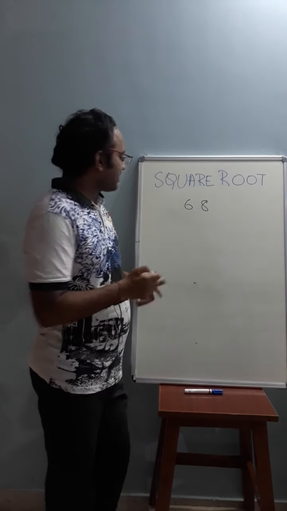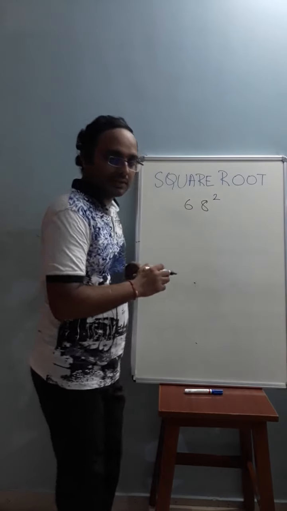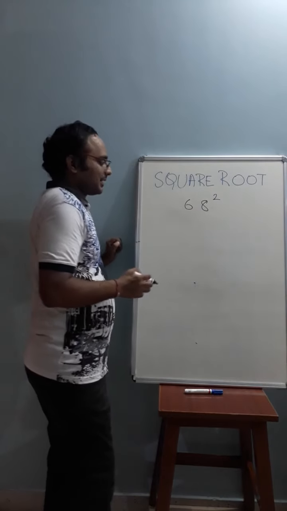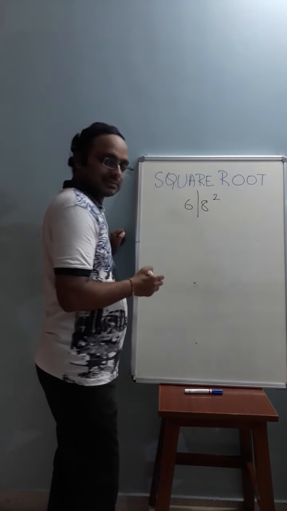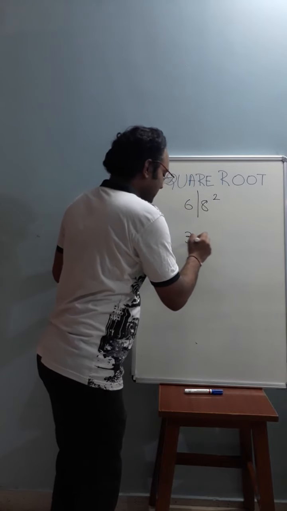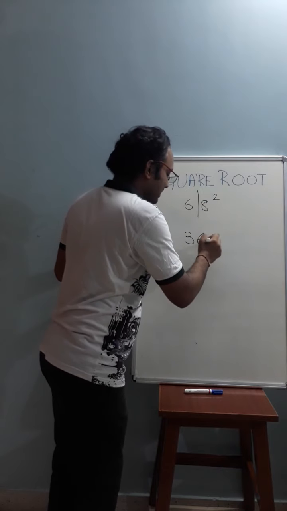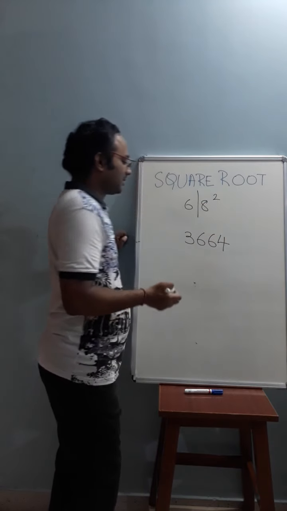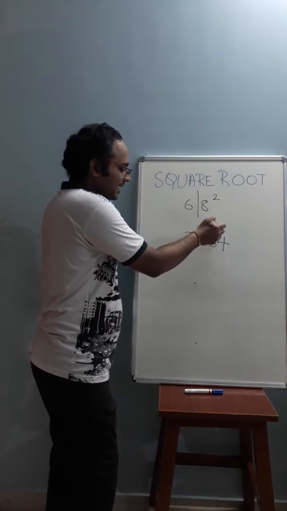Another example, 68 square. According to the trick, write a slash after one digit from right hand side. Write square of 6, that is 36. Write square of 8, that is 64. We have written a slash after one digit from right hand side. Repeat the same thing here.